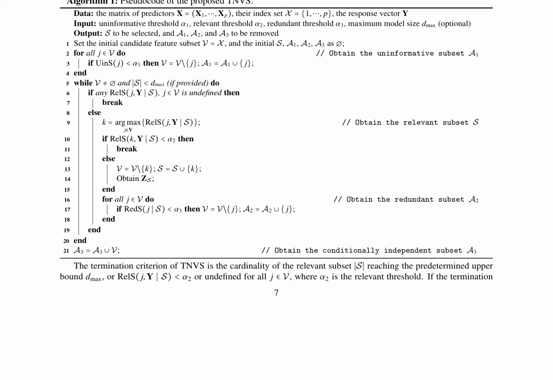The batch deletion step removes redundant predictors that are collinear with the selected predictors. The algorithm terminates when the relevant subset reaches a predetermined size or when no more relevant predictors can be found. This efficient selection process aims to reduce dimensionality while preserving relevant information.